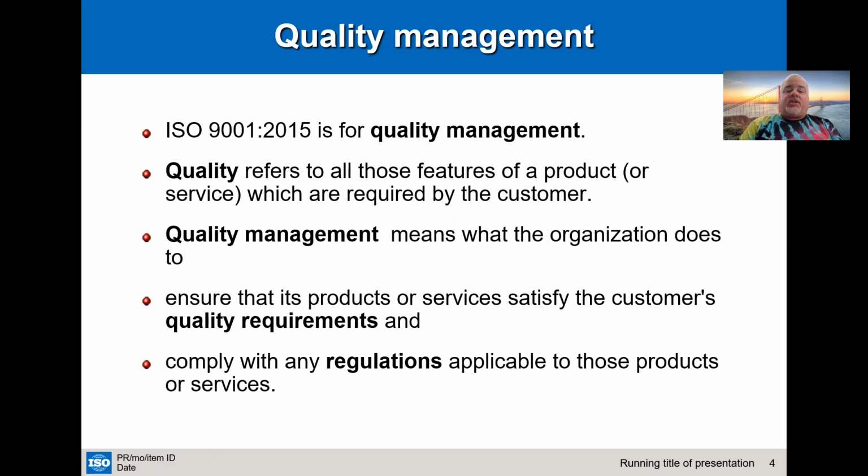So, as I mentioned just a second ago, ISO 9001 is for quality management. Quality refers to all those features of a product or service which are required by the customer, not you, not things that make your life better, not things that the government makes you do for regulatory purposes or food safety purposes. What does the customer actually need in their product? Quality management, on the other hand, means what an organization does to A, ensure that its product or services satisfy the customer's quality requirements, and B, to comply with any regulations applicable to those products or services.